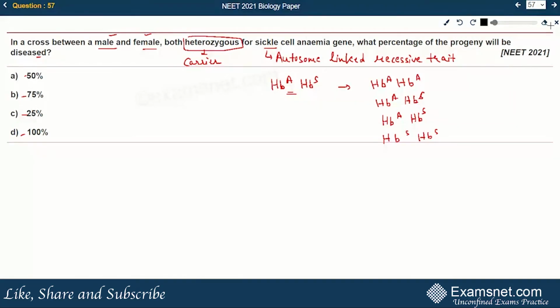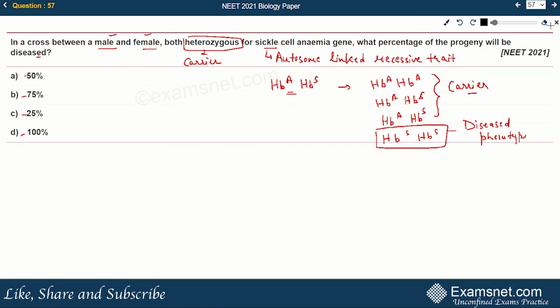Will all the genotypes show the diseased phenotype? No. Only the last one, that is HbS HbS, will show the diseased phenotype. The rest will apparently be unaffected, but they will be the carrier of the disease. These are just carriers, but they won't appear as the diseased ones.